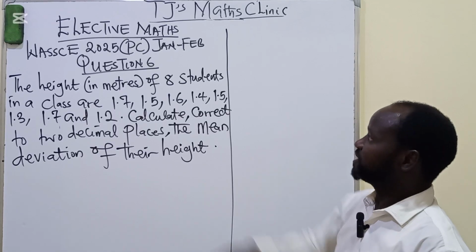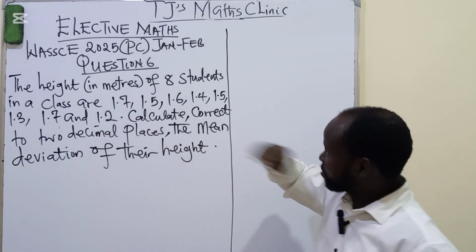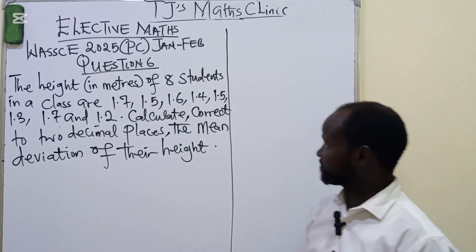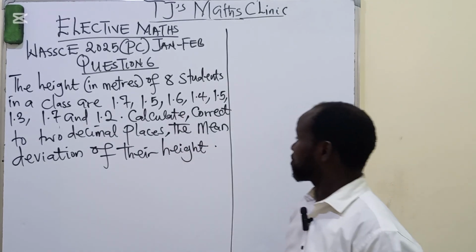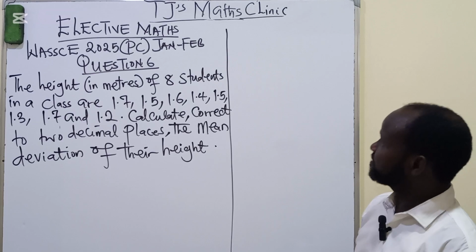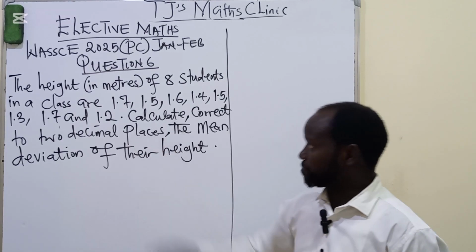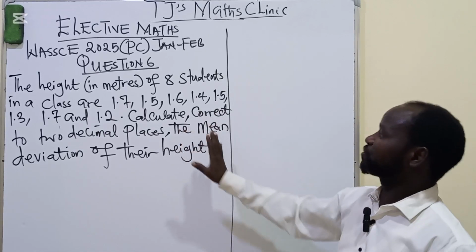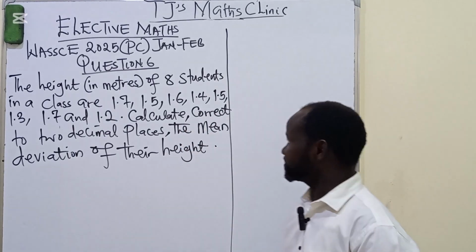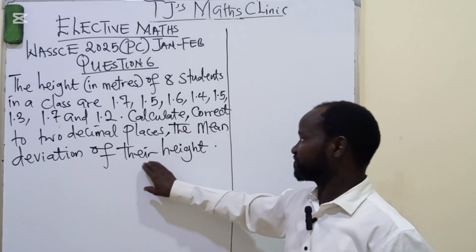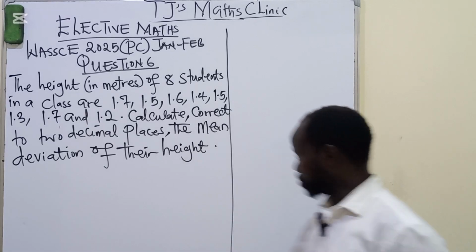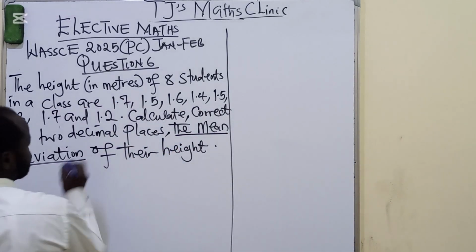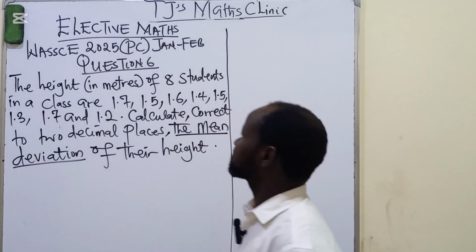The question reads: the heights in meters of 8 students in a class are 1.7, 1.5, 1.6, 1.4, 1.5, 1.3, 1.7, and 1.2. We are asked to calculate, correct to 2 decimal places, the mean deviation of their heights. The keyword here is mean deviation.